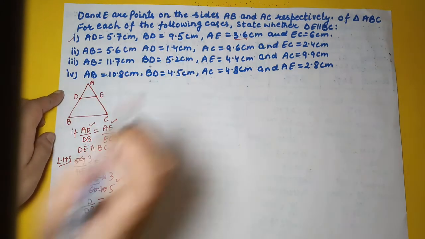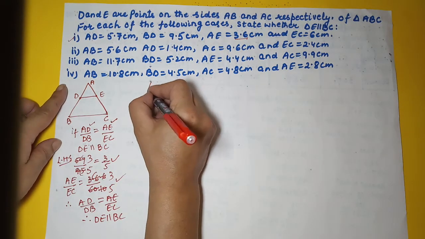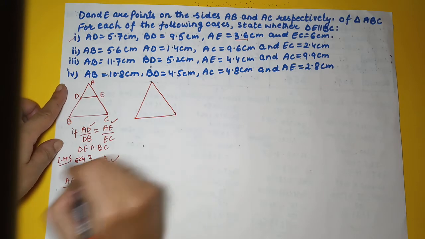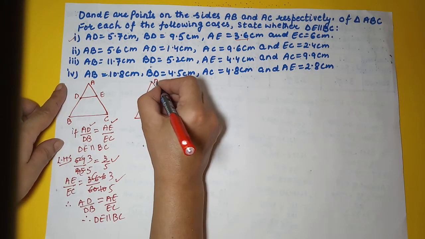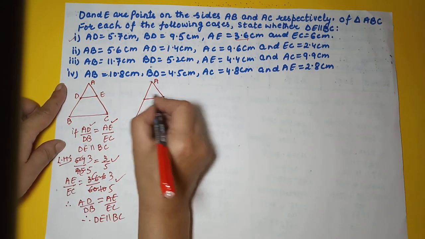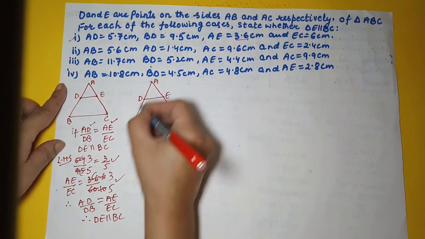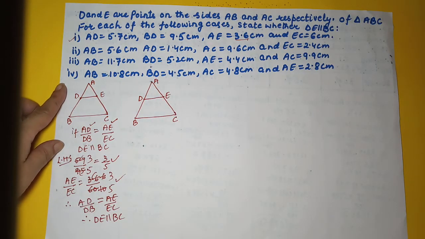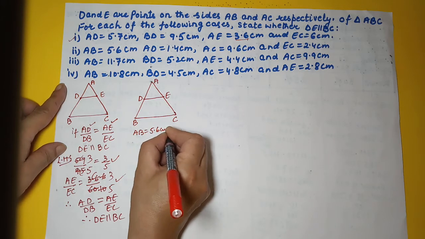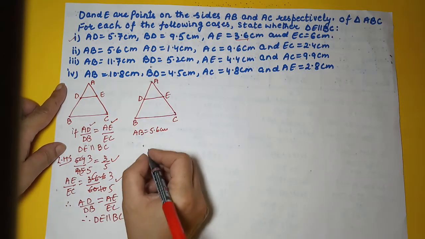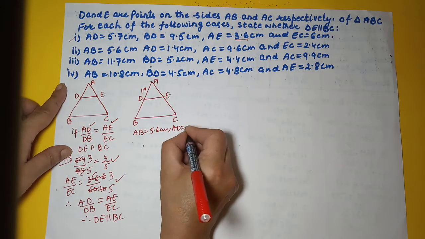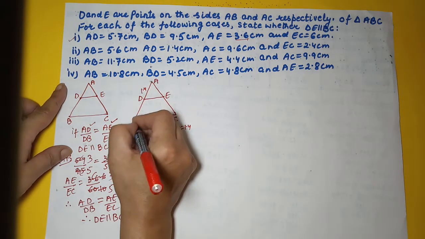Now, for the second part. For the second part, again we have a triangle. Measurements are different, so we will draw these triangles again and again. So I have ABC, in which D and E are the points on the sides AB and AC respectively. Now here entire AB is given 5.6. AD is given 1.4, right? AD is 1.4. So can I calculate this BD?